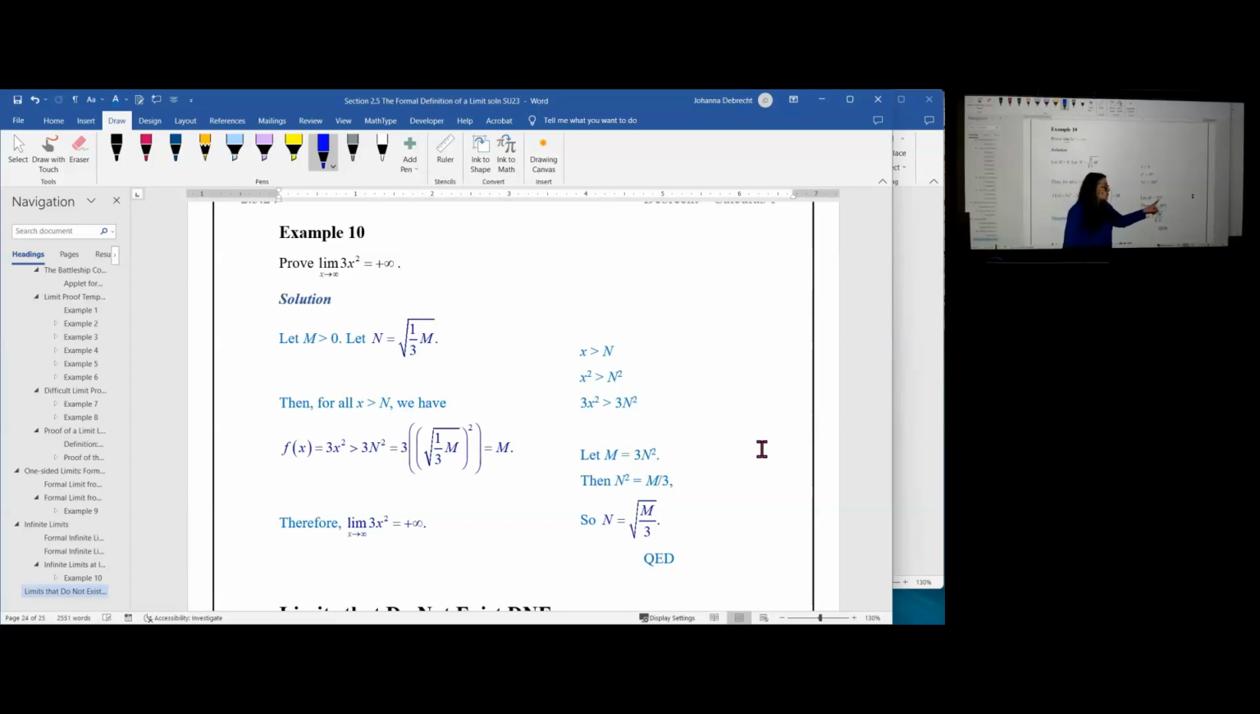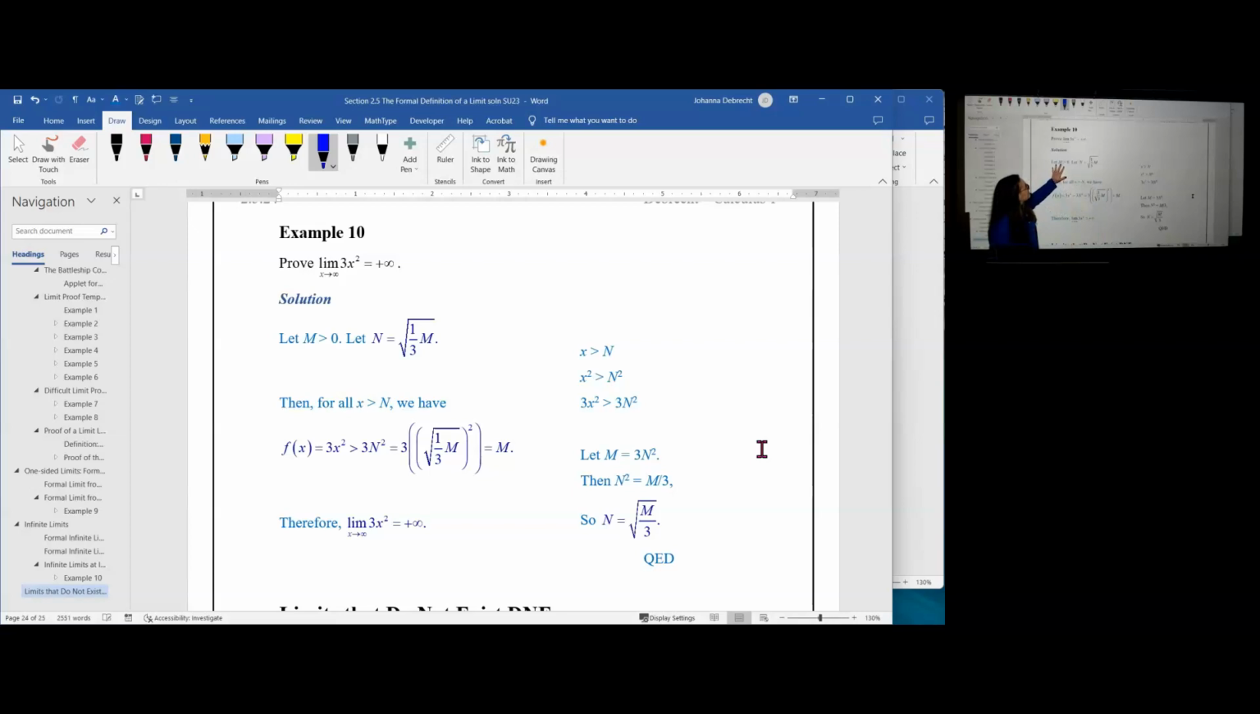Well, then I should let m be 3n squared. Now remember, we don't pick m last, we pick m first. I'm really trying to find the value of n. In that case, though, if I set them equal, I can solve for n. Remember that n is going to be a positive value because I'm going to positive infinity. So in this case, I solve for n and I get the square root of m over 3. So I've got the value of n in terms of m.